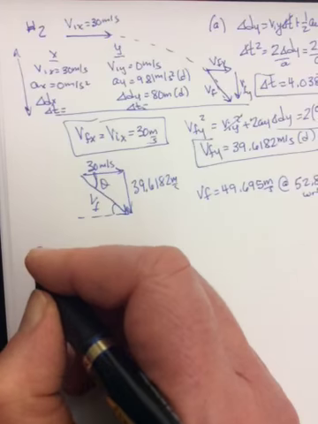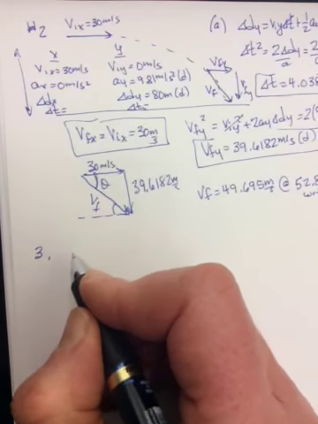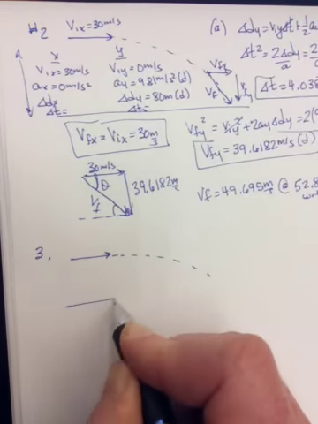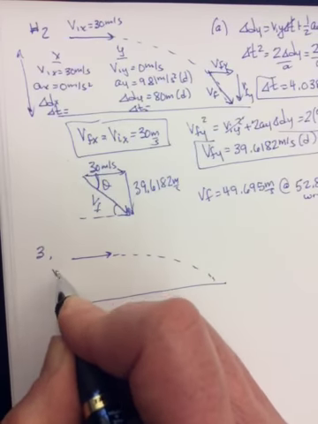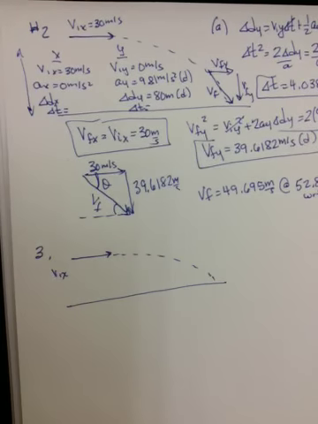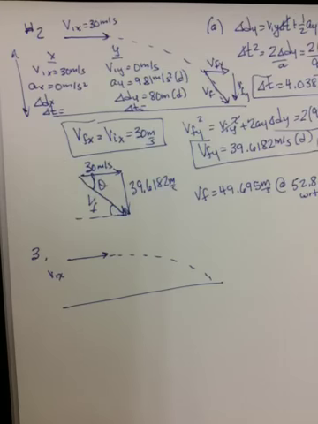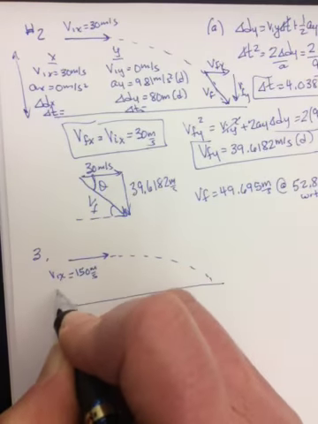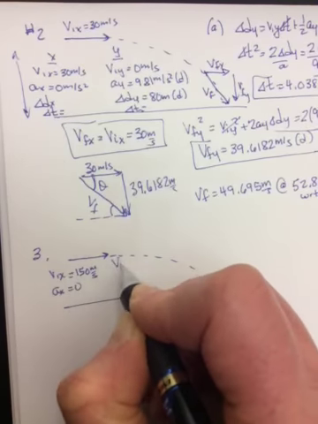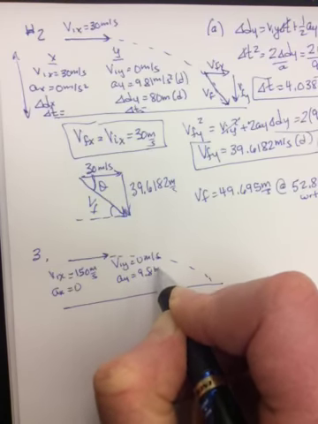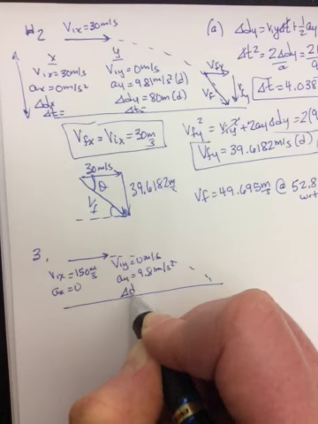Number 3, an airplane traveling in level flight at 540 kilometers per hour. Level flight again is saying it's going to be a horizontal projectile. It releases a package at an altitude of 490.5 meters. So the 540 kilometers per hour, you need to divide by 3.6. So it's a nice 150 meters per second. ax is 0. Viy is 0. ay is 9.81 meters per second squared.